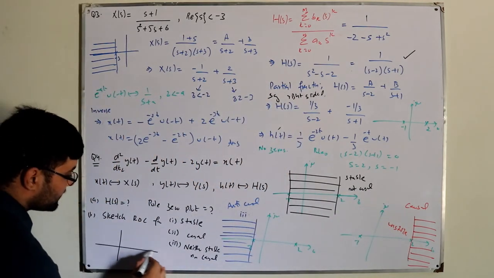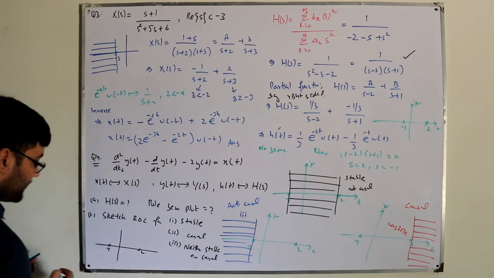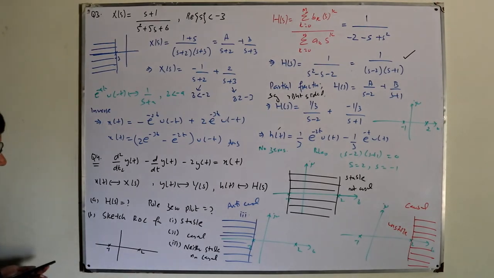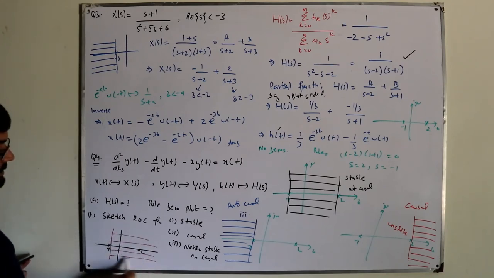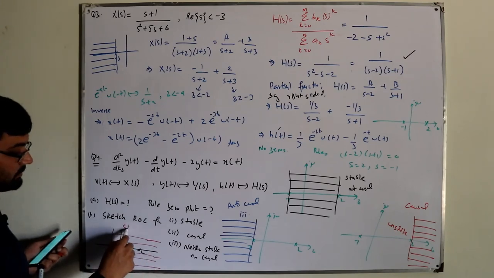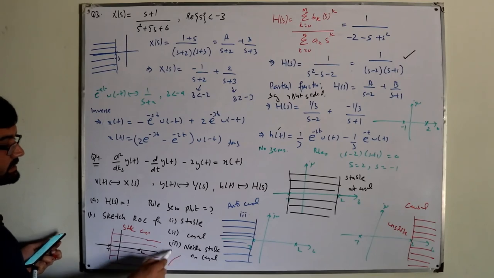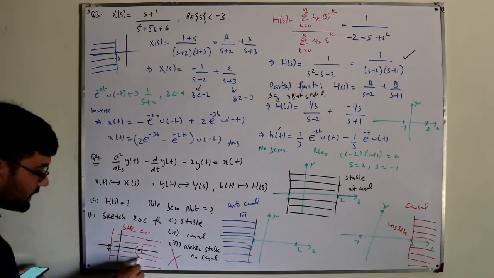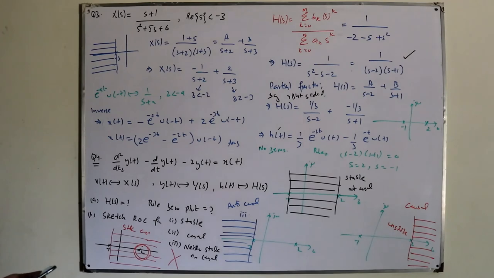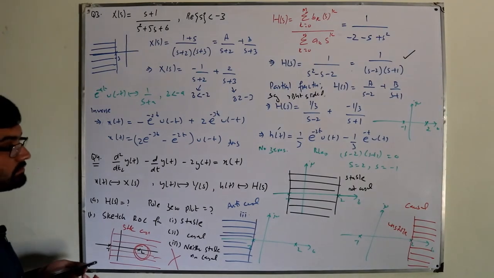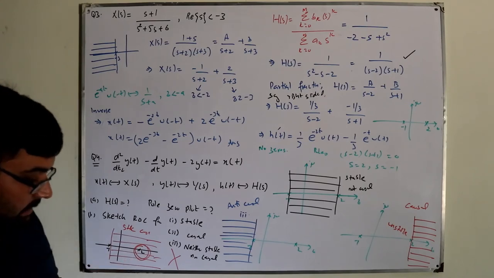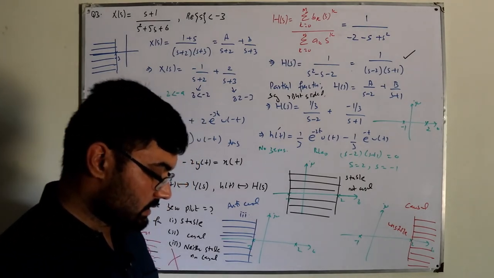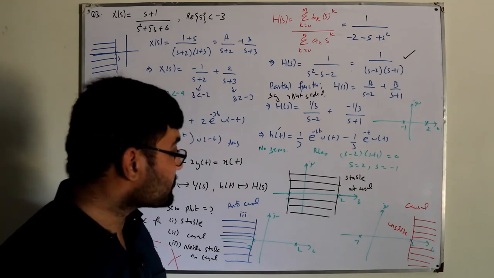We can have a case, let's say like this. If it's 2, it's negative 1. If the ROC lies like this, we could not draw it like this. It could not be stable and causal at the same time. Why? Because it's including a pole in the ROC, and the ROC could not include a pole, right? So it could not be stable and causal at the same time, and this is what I was trying to say from this.